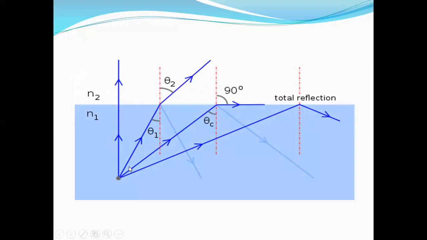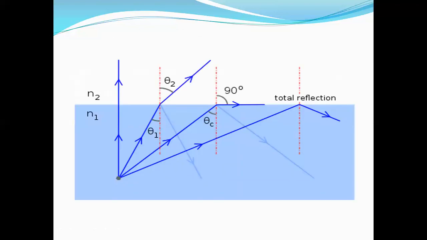Look at the diagram. This is water, the denser medium, and here you see it is air, less dense. n1 is the denser medium and n2 is the less dense or rare medium. This is the source of light, for example, a bulb or torch. When light rays enter from the denser medium to the rare medium perpendicularly, there is no bending. It will go as it is without any bending.